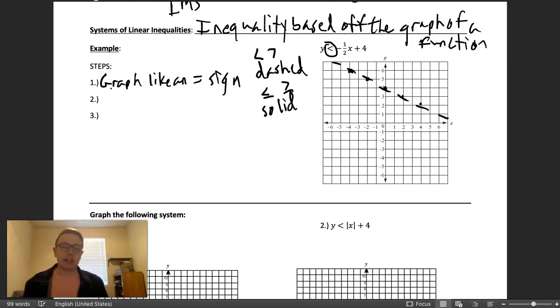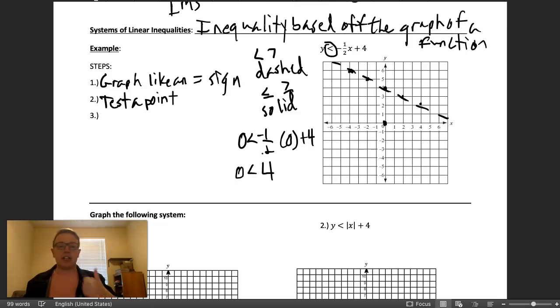Now, step 2, just like in a normal inequality, we're going to test a point. I always like to test the point 0, 0, because it means we have to do the least amount of work. Don't need to throw anything in except for zeros. Let's put that into our inequality and see if that comes out true. We get 0 is less than minus 1/2 times 0 plus 4. And is that true? Well, we have 0 is less than 4. So that is true. That's good.